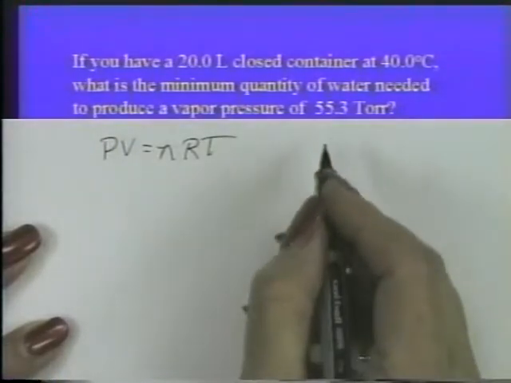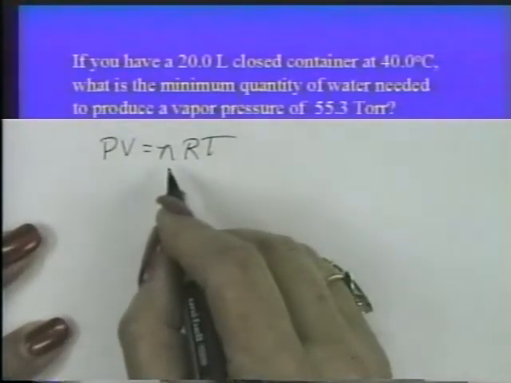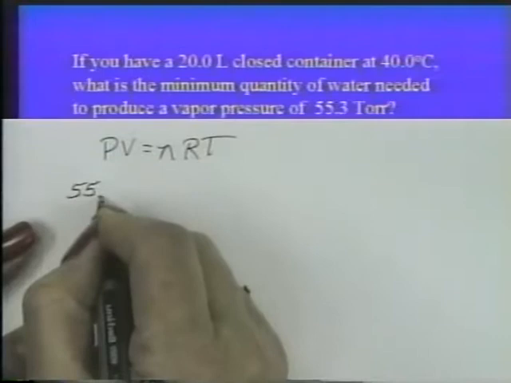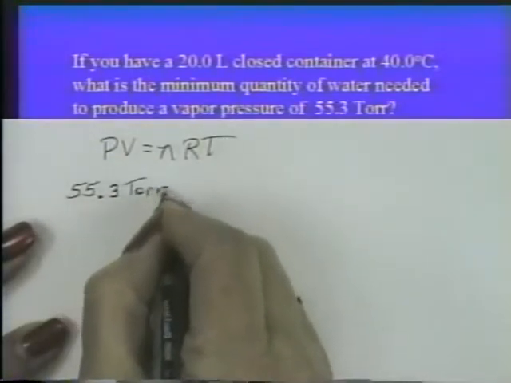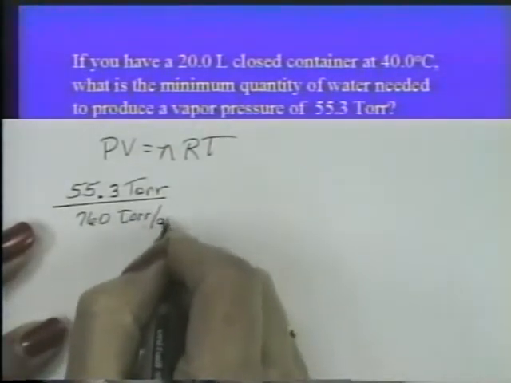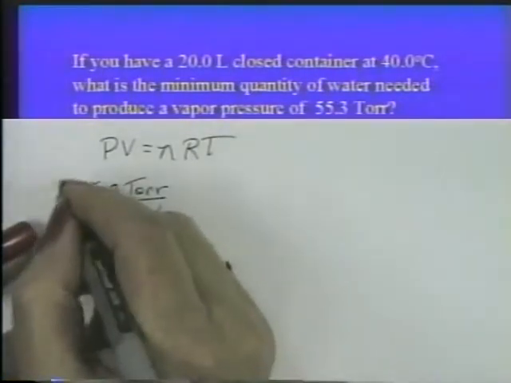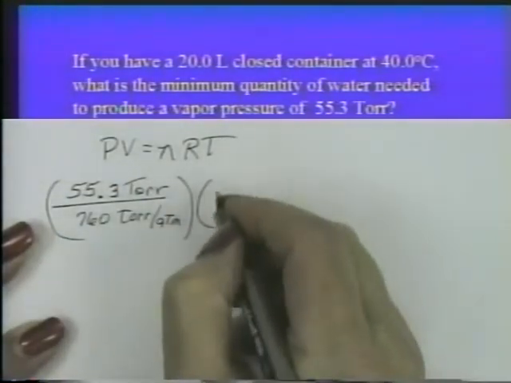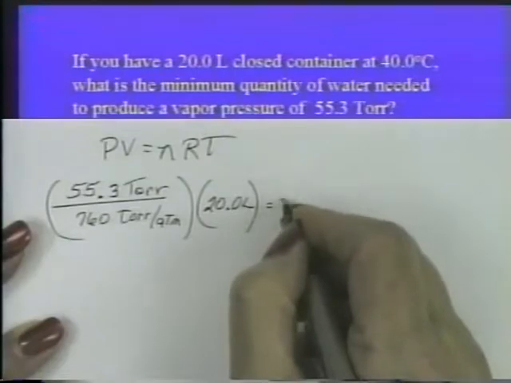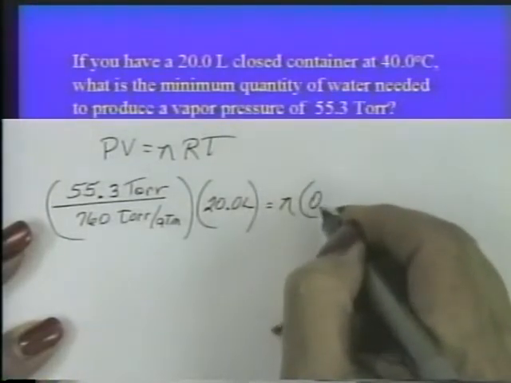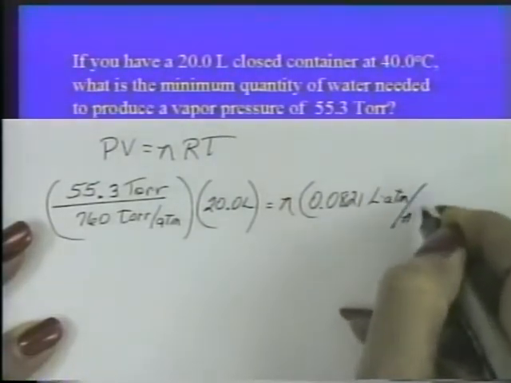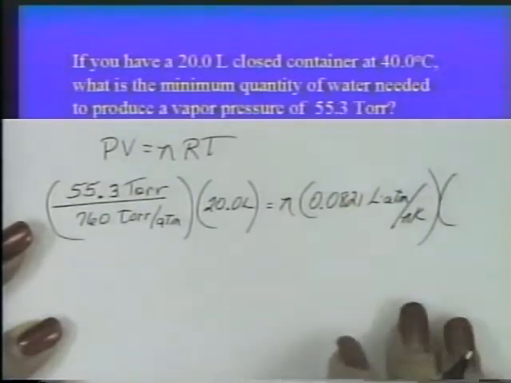We want to know how much water. I believe that's going to be moles. The vapor pressure is 55.3 torr, so we have 55.3 torr over 760 torr per atmosphere. Got that? What's the volume? The volume is 20 liters. Got that? n, we're going to look for. R is 0.0821 liter atmospheres per mole Kelvin. And the temperature has got to be in Kelvins.